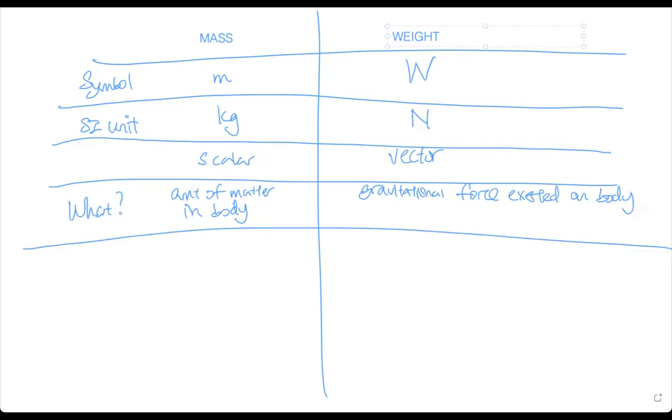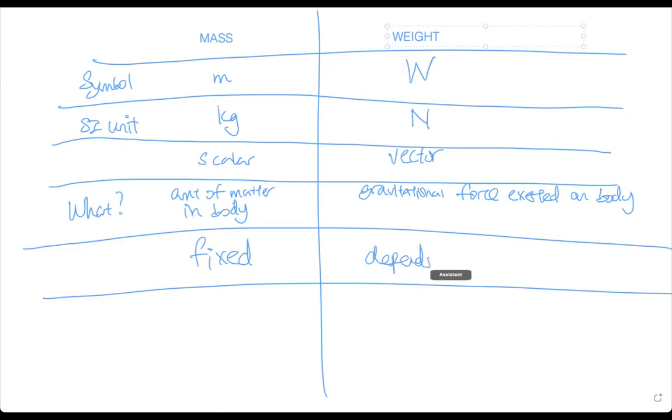Okay, so mass is fixed wherever you go. Whereas weight depends on the gravitational field strength. So weight actually changes depending on where you go, whereas mass is actually fixed. Okay, what other things are different?